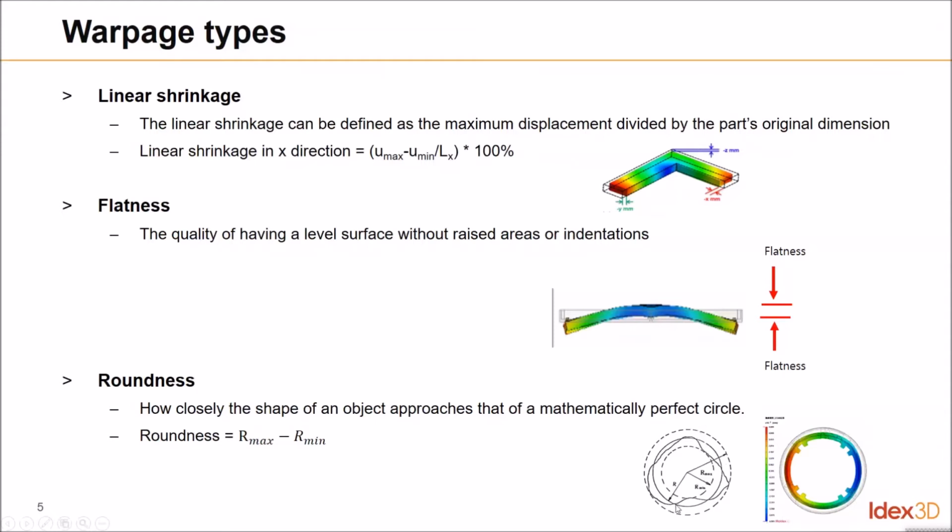The outside circle is the perfect circle. And after demolding, your part might be deformed into a non-uniform shape. So how do we calculate the roundness? I show you the formulation here. The roundness is the maximum roundness value minus the minimum roundness value.